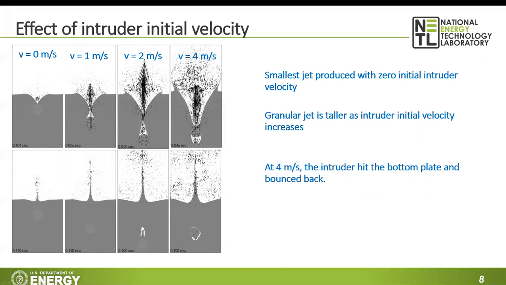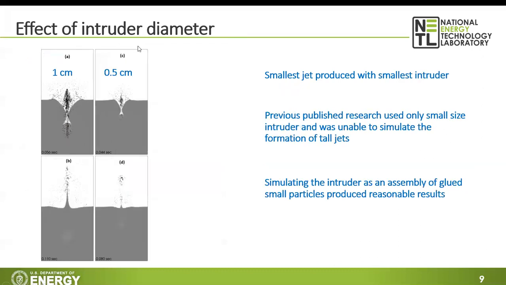Except at 4 meters per second. What happened at 4 meters per second is that the intruder hit the bottom of the bed and bounced back and interfered, as you can see here, with the collapse of the walls. So it actually interfered with the formation of the jet. But in general, we see a continuous increase in the jet height, the granular jet, as the initial velocity of the intruder is increased.